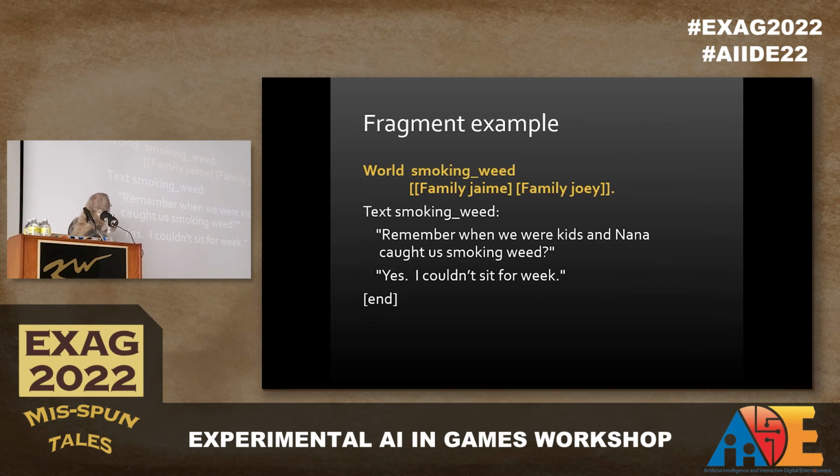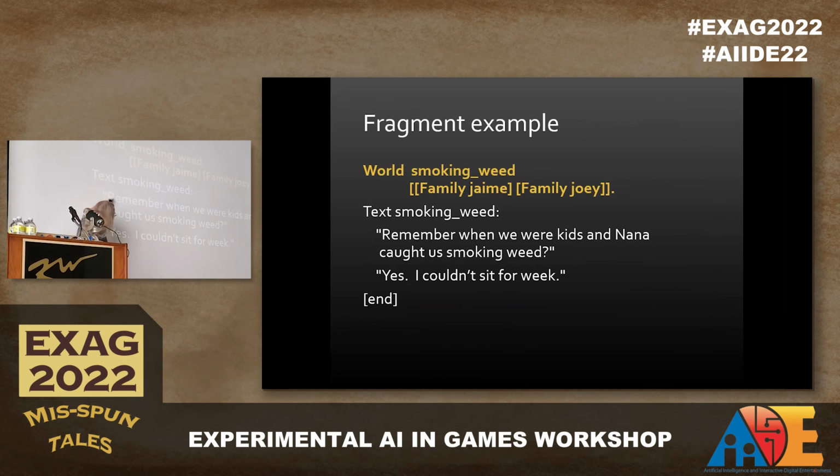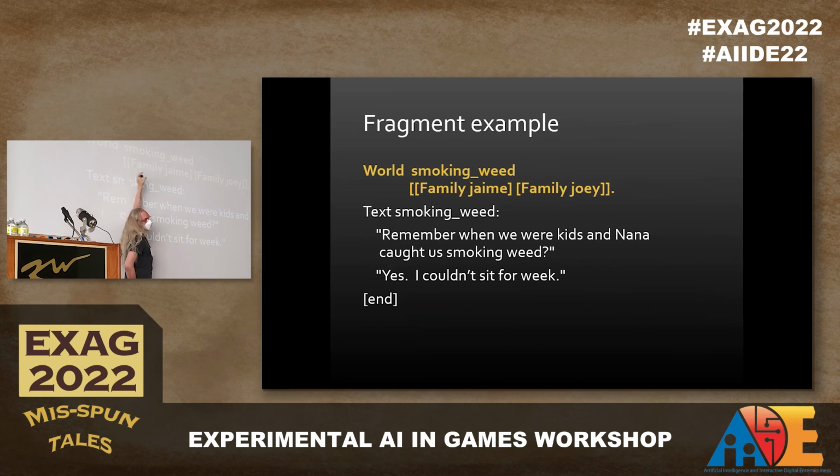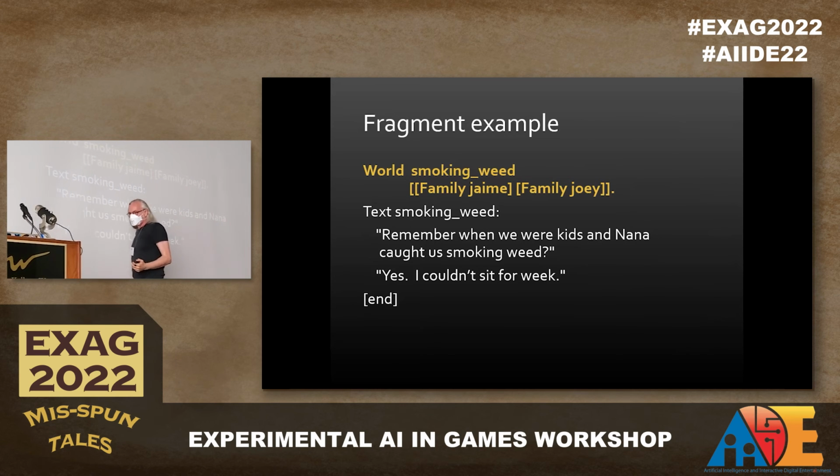An example fragment, we can give the text for the fragment, which is: "Remember when we were kids and Nana caught us smoking weed?" "Yeah, I couldn't sit for a week." Then we tag that with the implications of it, which is that they must both be family, because otherwise Nana probably would not be beating them.